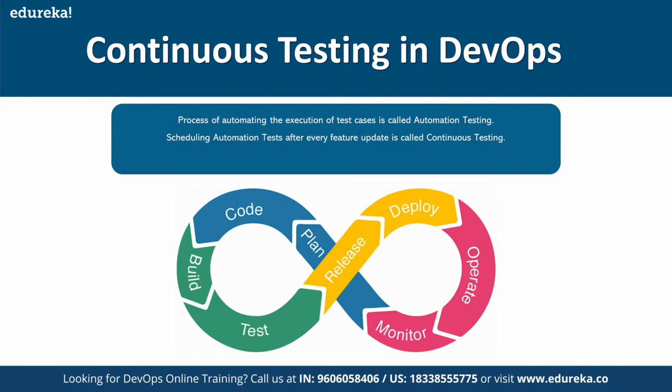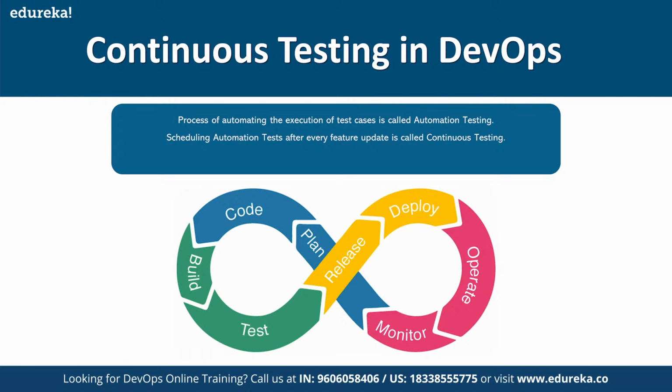Testing comes in the CI loop, the integration loop, where you build and test. You write the code, you build it, and then you test it. Once testing has passed, you go and release it, deploy it, operate it, and monitor it. This is your continuous deployment loop. DevOps is all about CI/CD, creating the CI pipeline and the CD pipeline, starting from writing the code to the deployment of the final application.